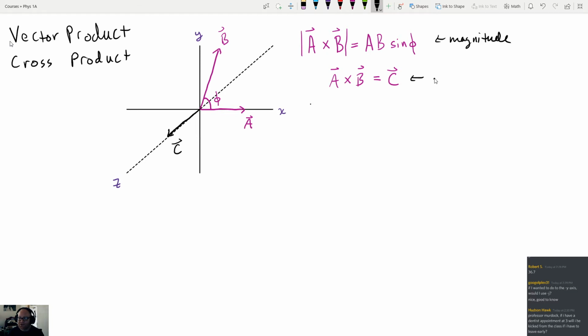And this is the direction. And the way we find the direction is by using something that's called the right-hand rule. I'll explain what that is, or I'll do my best. So magnitude is just AB sine phi. Direction is given by the right-hand rule.